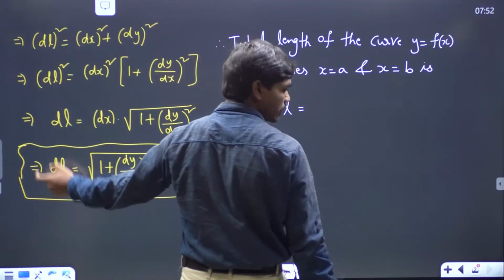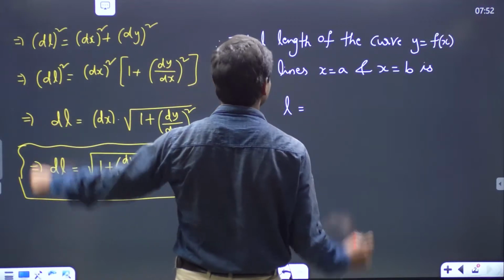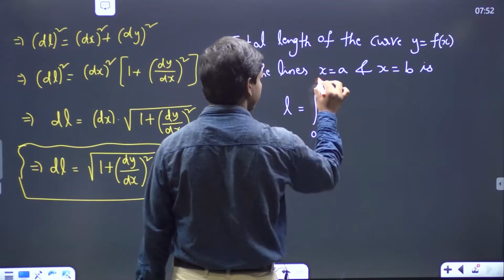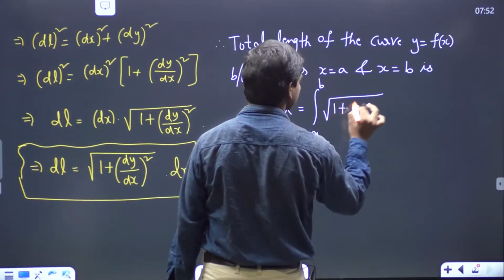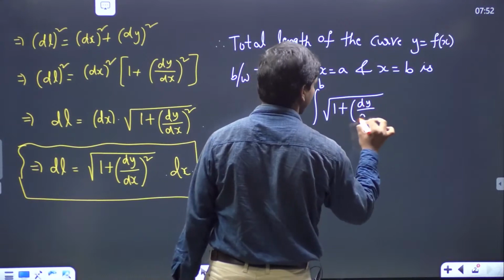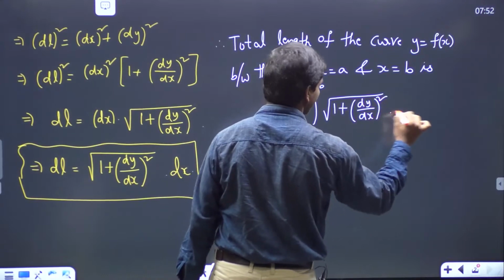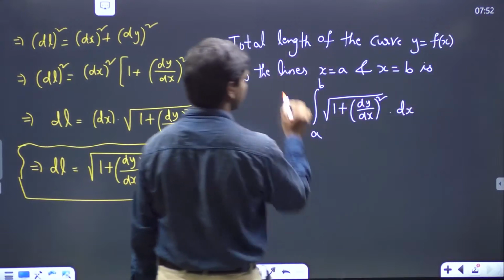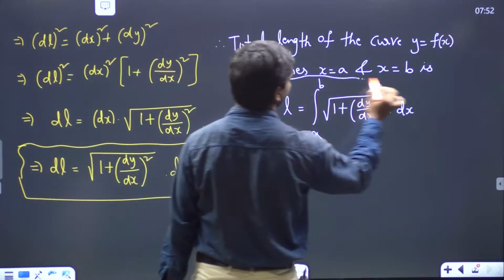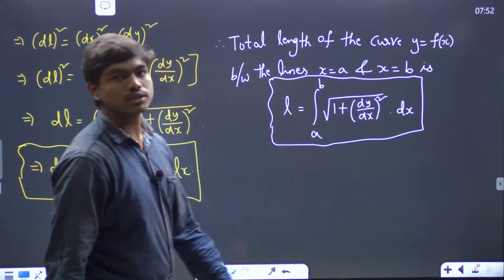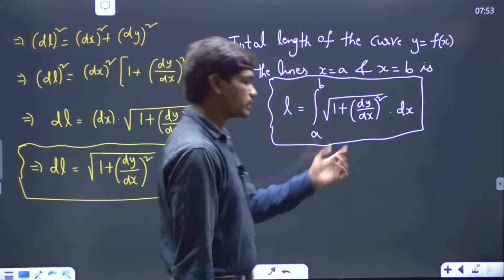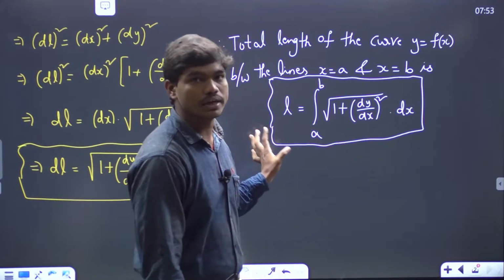Now this is dl, so if I want L, I need to integrate between a to b. So if I integrate between a to b, we'll have root of 1 plus dy by dx whole square into dx. So this is the expression for finding the length of the curve, and this question was asked 3 times in GATE and 2 times in ESE exam, in ESE scientist exam. So please be careful of this particular formulation, and this is how you achieve it.